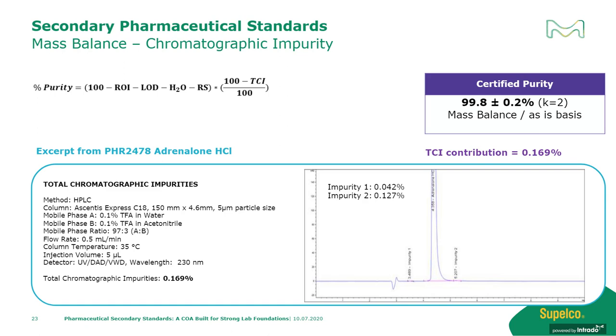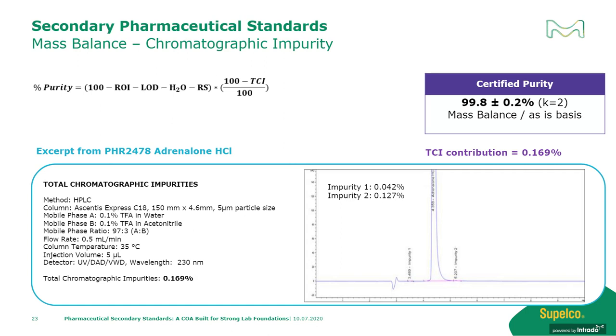This is the HPLC method that was used to determine chromatographic impurities present in the secondary standard of adrenaline. All analytical conditions that were used are listed on the COA, so this again is a direct excerpt. You can see exactly what mobile phase and ratio was used, along with the flow rate, column temperature, injection volume, and detector wavelength. It can be really handy if you have this standard but you want to run it on HPLC. There's a method provided for you here so that you could test it on HPLC if you'd like to.